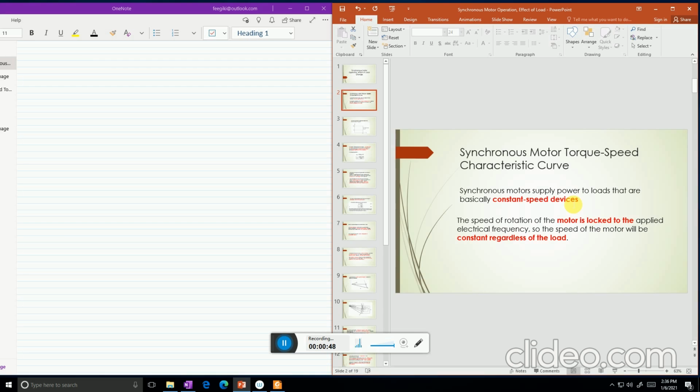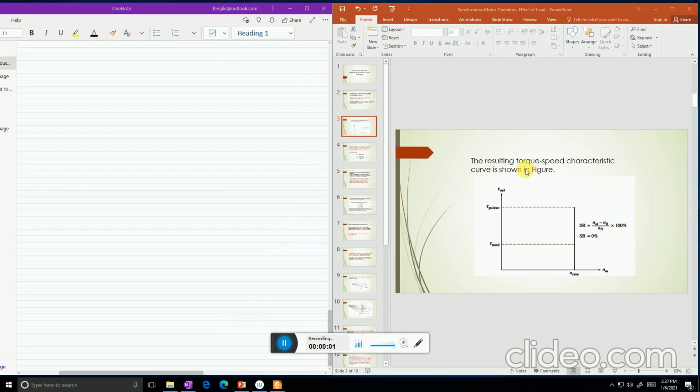Why? Because there is one stator magnetic field at synchronous speed and the rotor is locked. The rotor magnetic field is locked with the stator magnetic field, and the rotor moves with constant speed as the stator magnetic field rotates. So a change of load will not affect the rotor speed, and the rotor will continue to move at synchronous speed. That's why synchronous motors are constant speed devices.